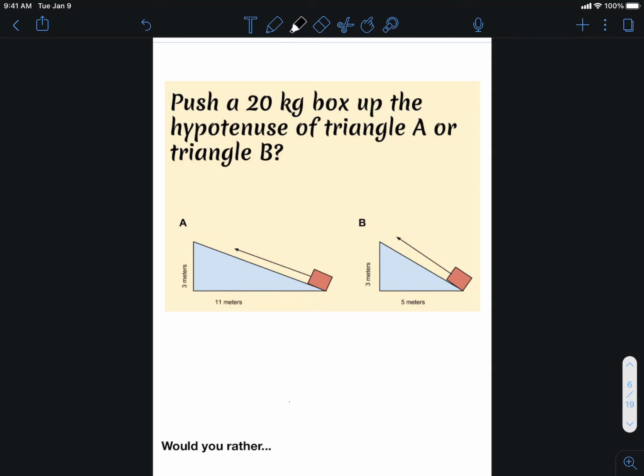Does anybody have any insight as to which one they might choose? For instance, you're just looking at the numbers that are present here, right? Would I prefer to push 11 meters, even though it's not as steep? Or would you prefer to push 5 meters at a slightly steeper angle is your question. What do you guys think?